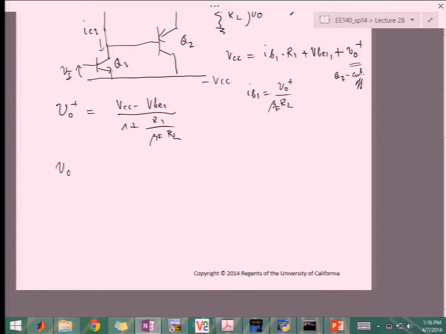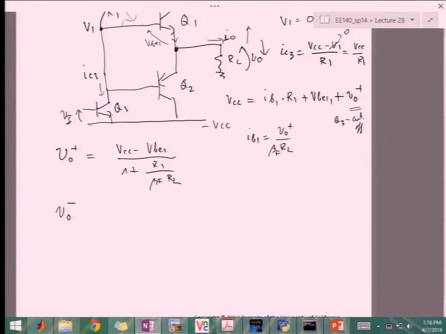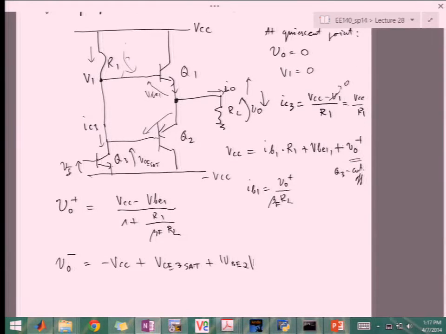Now the VO minus will be determined by how much you can push VO down through this Q2 VBE, which pushes VCE into VCE sat. So I'll have minus VCC plus VCE3 sat plus VBE2. So this will be the minimum voltage.